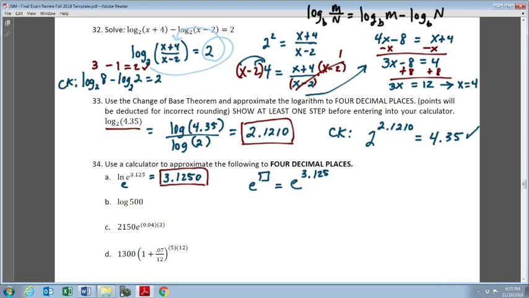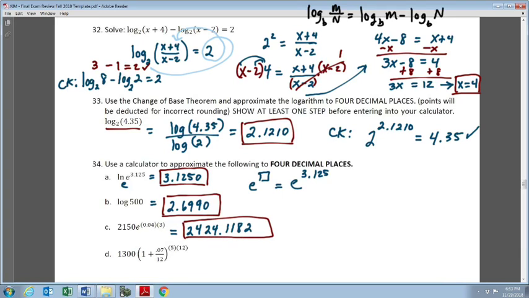Log of 500, you should get a 2.6990. The log of 2150 times e to the 0.04 times 3. Just be careful here that you put this in using the caret symbol and then do 0.04 times 3. If you don't use the parentheses there, depending on your calculator, you could end up having problems. So in this problem here, we end up getting 2424.1182.